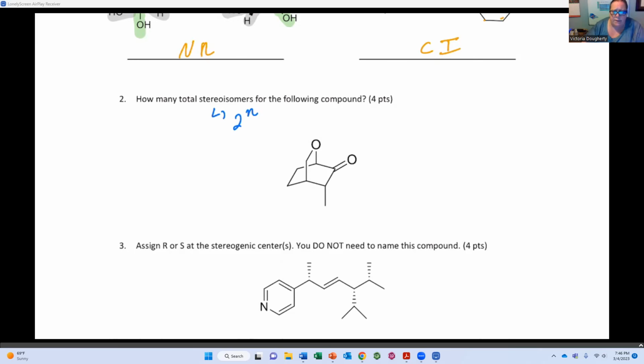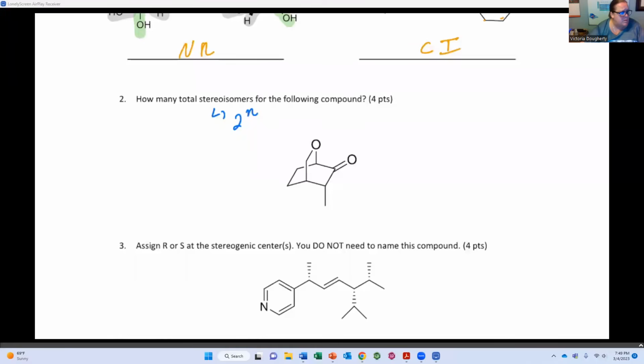All right. So what we're going to do is we're going to find, again, if I give you something like this, it's not going to be a meso. You need to find the number of stereogenic centers. So I'm randomly starting here. Here's 1. There's obviously no symmetry in this compound.